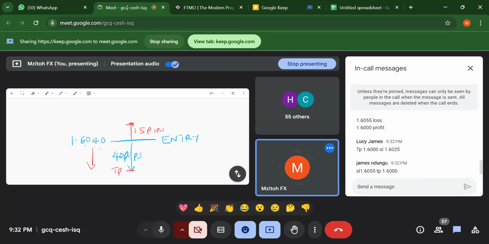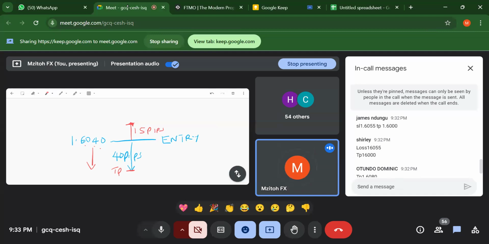Even those who are new are getting it right. So don't confuse yourself if you have been following. Majimbo, do it again. Lucy James, correct. No, SL Lucy James is wrong. Okay, SL for you is wrong. Okay, higher, but the TP, you are correct. You can do it again. James Ndungu, correct.